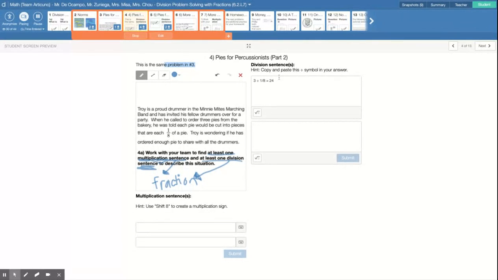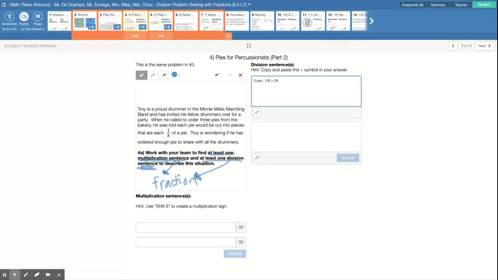Now, one of your classmates said 3 divided by 1/8 equals 24. And really, yes, this is the answer, but how do we make sense of this answer? It's really important that we try to make sense of this answer. So what's happening here? First of all, where does the 3 come from? Where does that 3 come from?